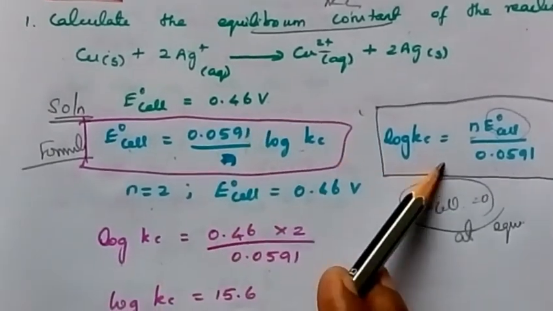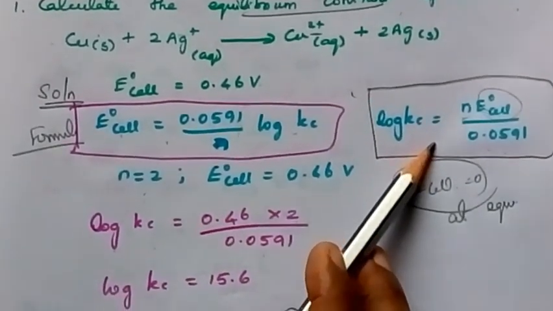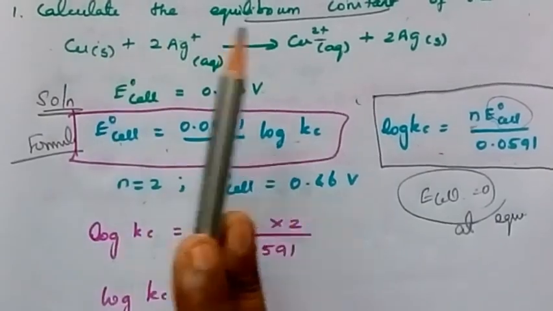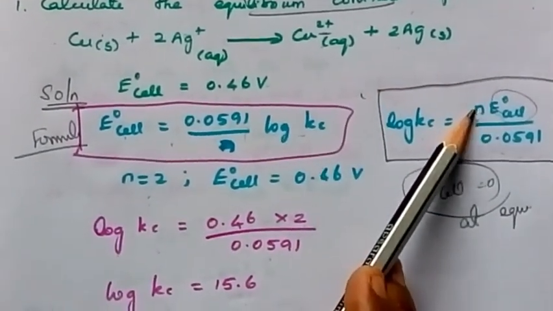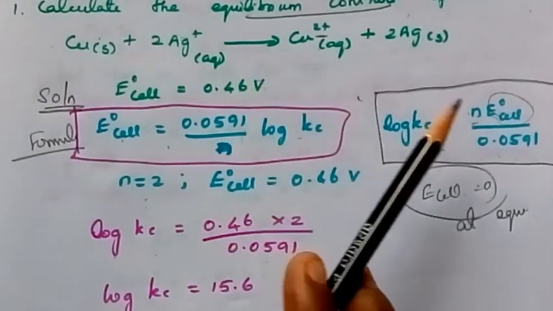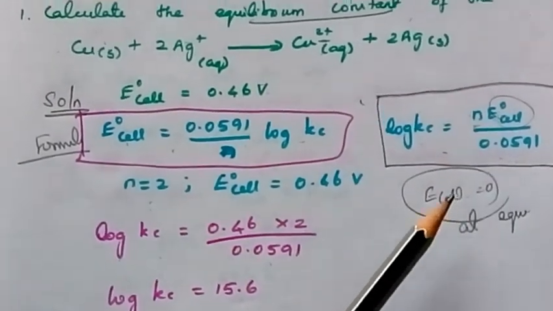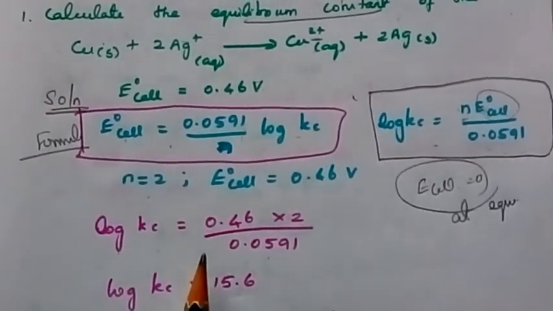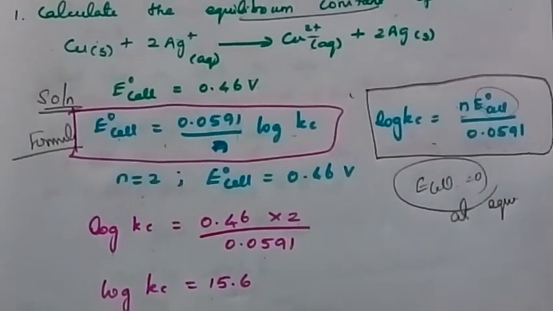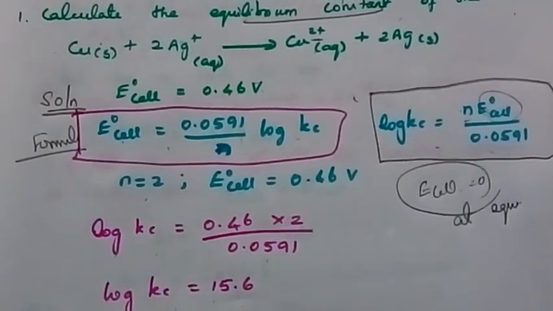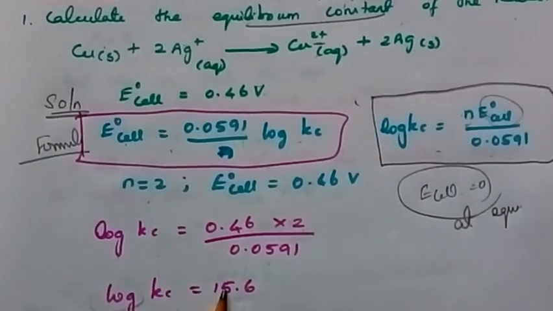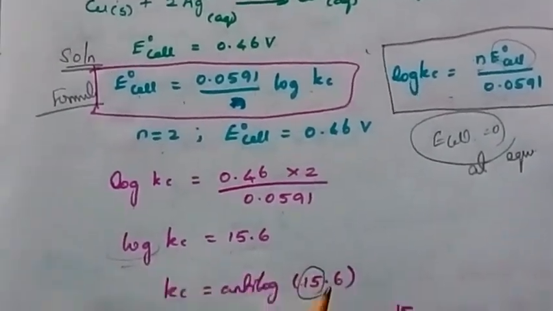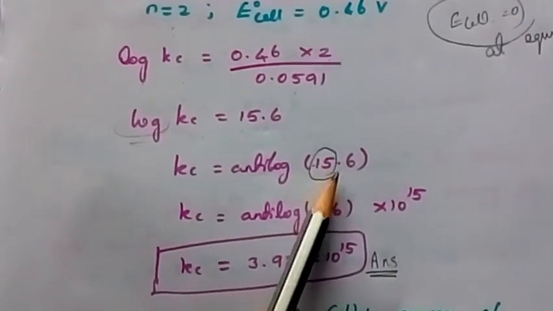This is our formula. We need log Kc, so this is our formula. What does N represent? How many electrons are transferred? 2 electrons are transferred, so N is equal to 2. The E naught value is given, so we can substitute directly. From this we solve and get one value for log Kc. Kc we need, so to remove the log you have to take the antilog of this value. While taking the antilog, the whole number should be raised to the power, no?